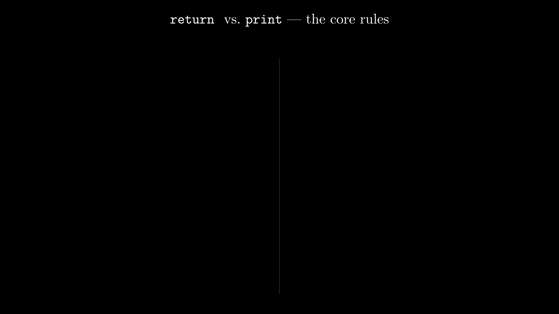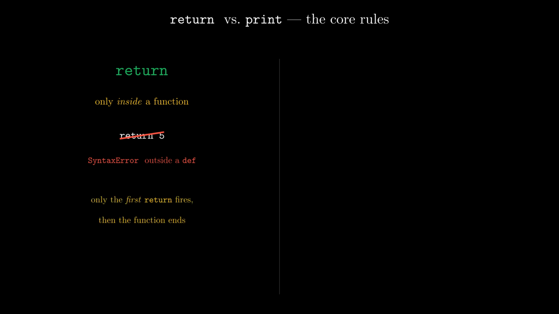Now the core distinction cleanly. Return only has meaning inside a function. Write return 5 on its own, outside any function, and Python raises a syntax error, an easy one to spot. Print, by contrast, can go anywhere, inside functions, outside them, wherever, and every print runs. You can put many returns in one function, say return 0 in one case and return 1 in another, but Python runs at most one of them. The first return it hits ends the function immediately and hands its value back. Prints are the opposite. You can hit as many as you like, and each one produces output.